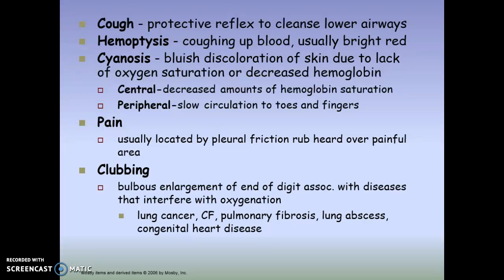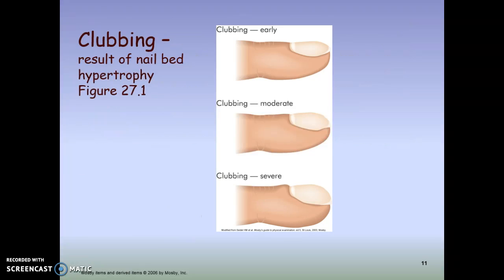All right, pain, usually located by pleural friction rub, heard over the painful area. This can indicate infection, embolism, inflammation, allergies, even cancer of some sort. And then clubbing, which we'll look at on the next page. This is enlargement of the end of the fingers or toes, sometimes associated with diseases that interfere with oxygenation. So this could be lung cancer, cystic fibrosis, pulmonary fibrosis, lung abscess, or congenital heart disease.